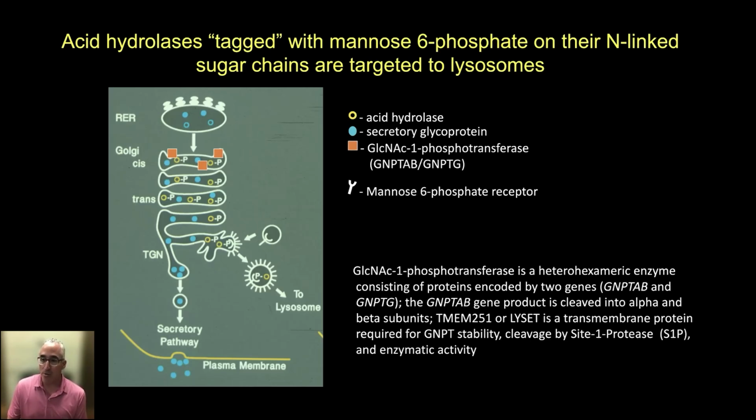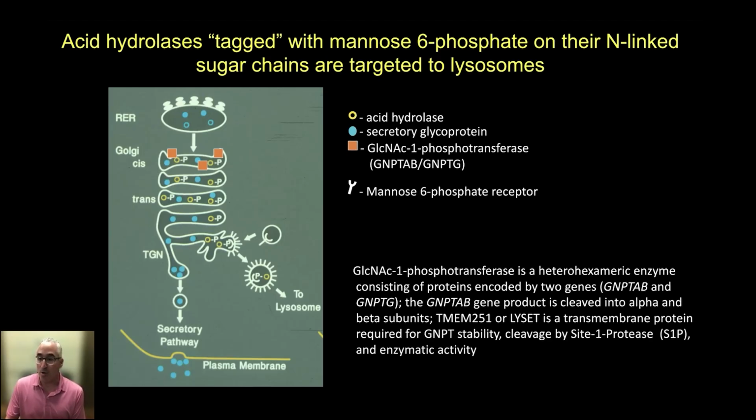Now, we thought we understood all of the aspects of this pathway. And before I go further, I just want to mention this was all worked out by seminal findings from Liz Neufeld, Bill Sly, Stuart Kornfeld, and then after that initial discovery, continued work from Stuart's lab as well as Thomas Braulke and many others that I can't name.